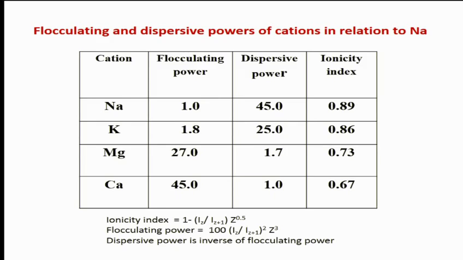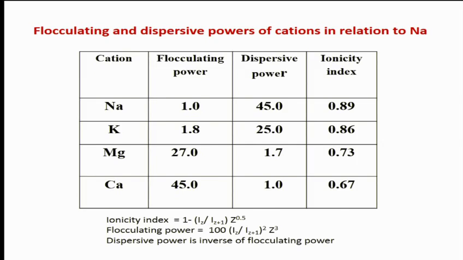And the values are given here anyway. The sodium, potassium, magnesium, calcium. Calcium is 45 times more flocculating than sodium. For example, to flocculate a soil, if you require 1 milliequivalent of calcium, you require 45 milliequivalents of sodium salt to flocculate. The other way around in terms of dispersive power.